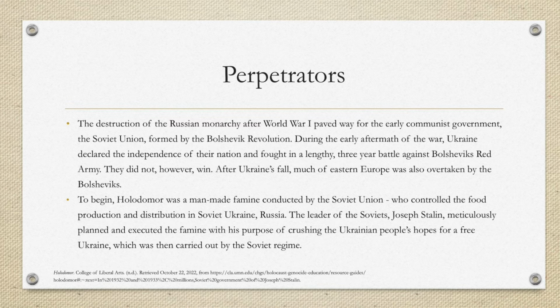To begin, the Holodomor was a man-made famine conducted by the Soviet Union, who controlled the food production and distribution in Soviet Ukraine. The leader of the Soviets, Joseph Stalin, meticulously planned and executed the famine with his purpose of crushing the Ukrainian people's hopes for a free Ukraine, which was then carried out by the Soviet regime.